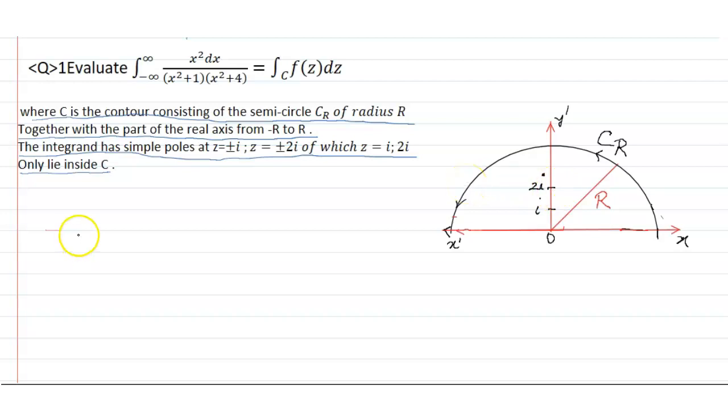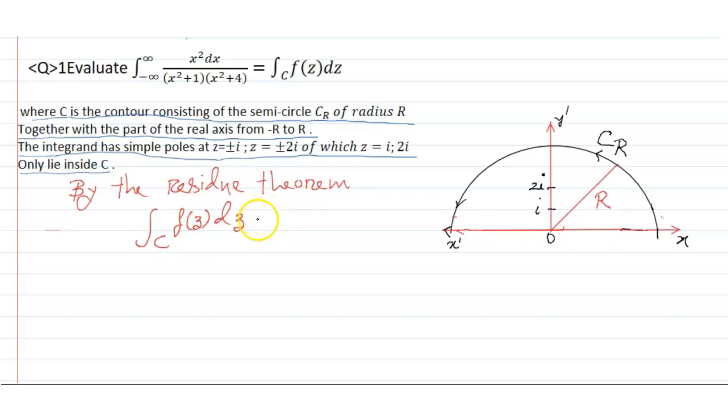For this kind of problem, I have to find it by the residue theorem: the contour integral of f(z) dz equals 2 pi i times the residue at i plus the residue at 2i.